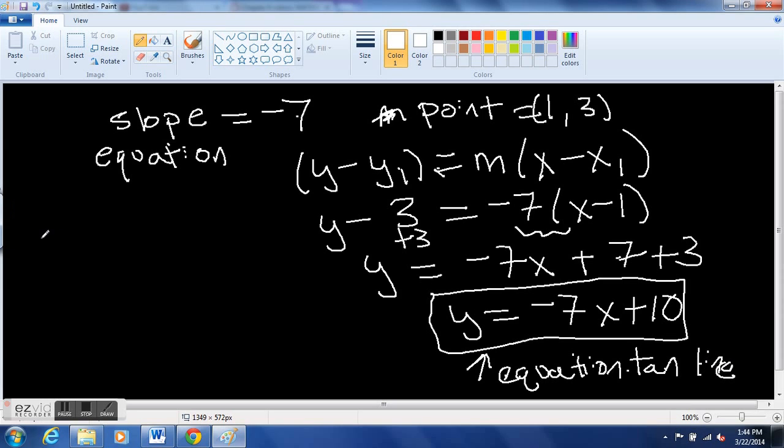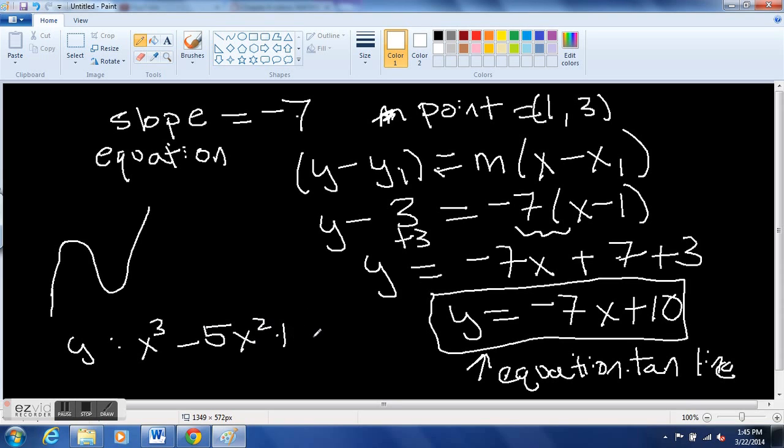So again, we had this function that looked like this, and it was y equals x cubed minus 5x squared plus 7. And I'm saying at some point x equals 1, I'm going to pick this point. There is a line that is tangent, not the one I drew, but that line is tangent to the curve at that point. And that's telling us where the curve is going and the instantaneous rate of change at that point. And the equation of that line is y equals negative 7x plus 10.